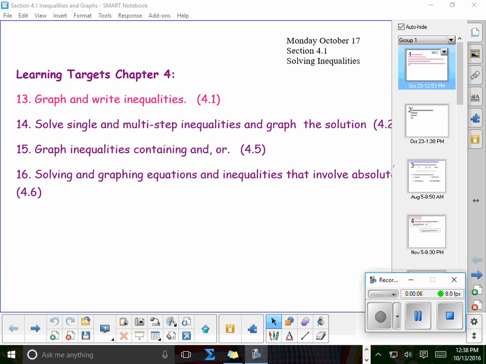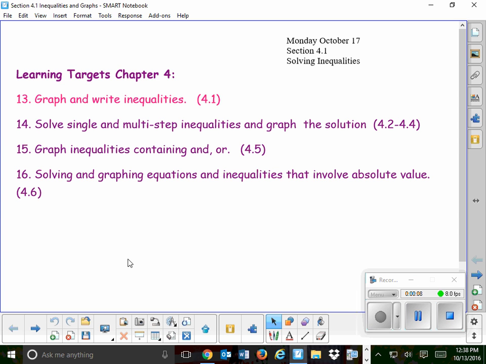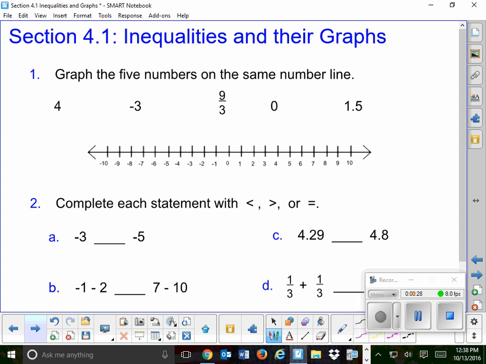So it's the next unit that we're going to be working on, and we are starting today graphing and writing inequalities. Today is section 4.1, which is what you have the video notes in front of you for, and this truly is the foundation of the unit. Before we start, you should have gone over the first half of your paper, the first section, problems 1 and 2.